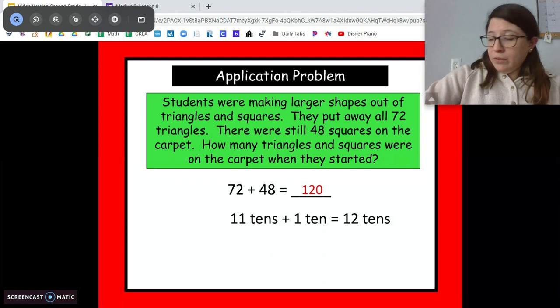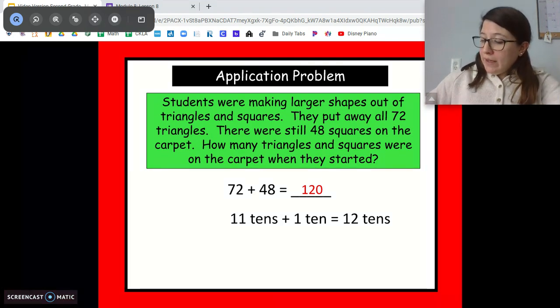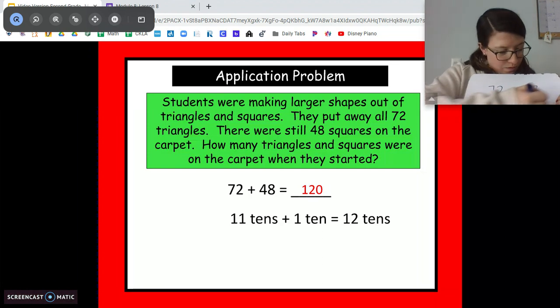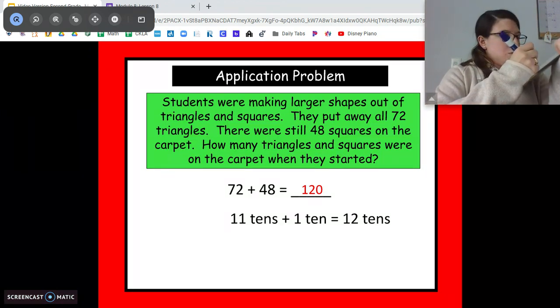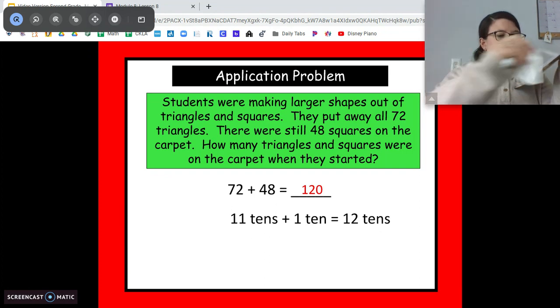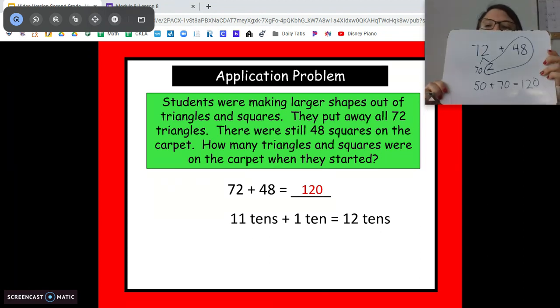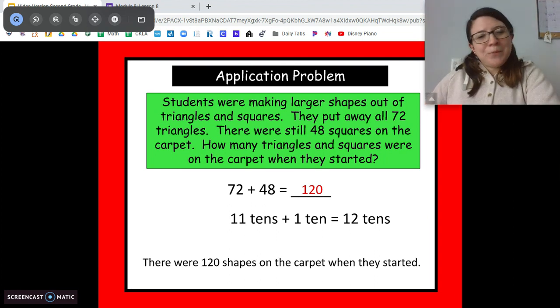So, when we do this, there's a bunch of different ways to do it. What I'm going to do is the number bond way, because I know we need 2 more over here. I'm going to add 50 plus 70 plus 2. Oh, 50 plus 70. My goodness. And I'm going to get 120. So they had 120 shapes on the carpet when they started.